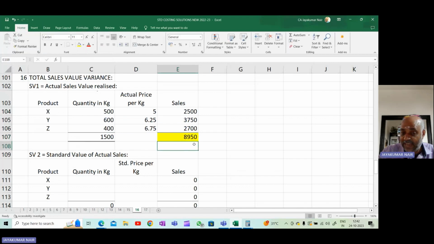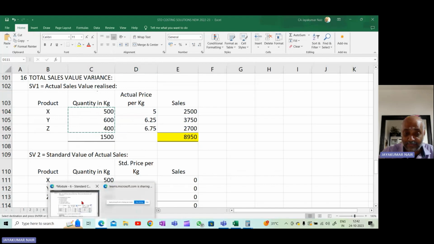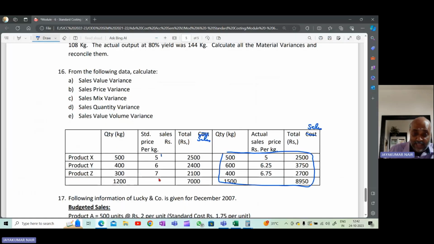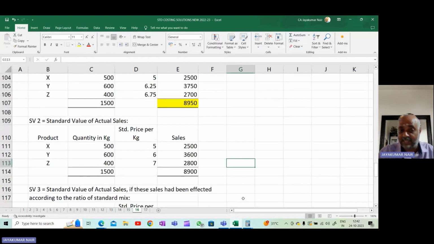8,950. Now, the same quantity you have to take here, but the only difference is that instead of actual price, you have to take the standard price. Had you sold these units at the standard price, then what is your sales? So what is your standard sales? It is 5, 6, and 7. So you have to write here 5, 6, and 7. You will get the standard value of actual sales.